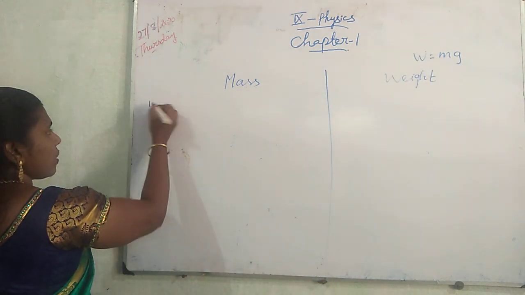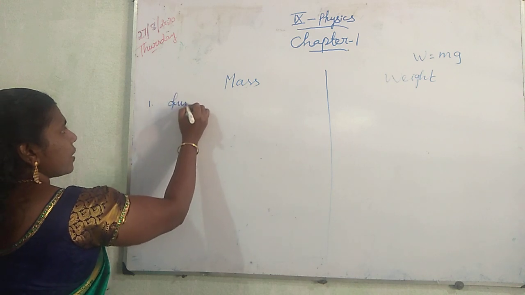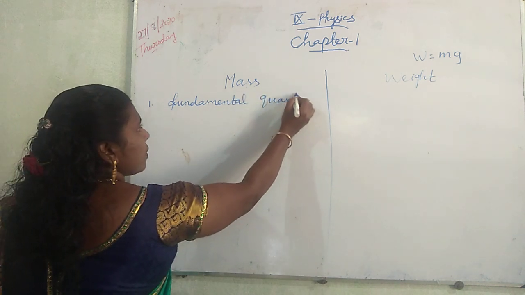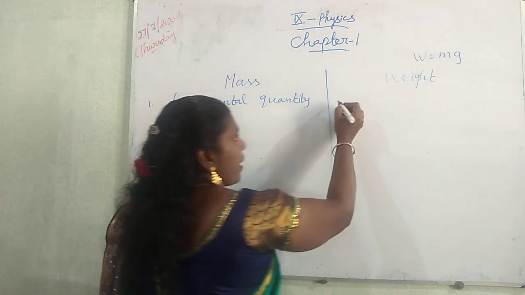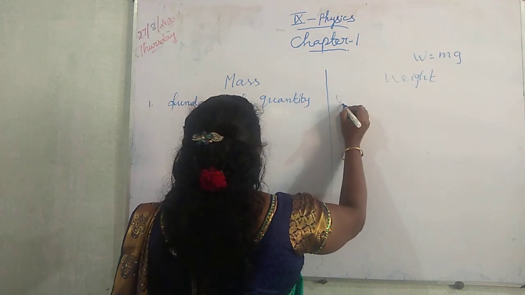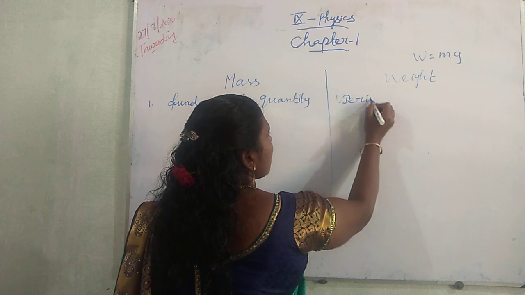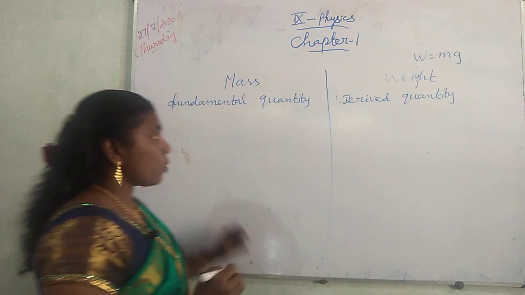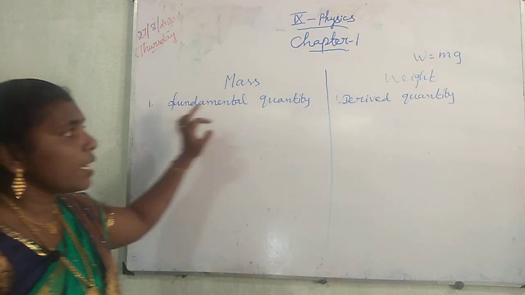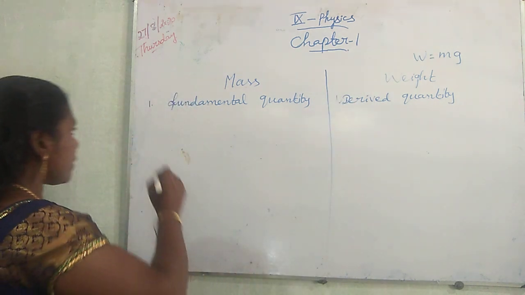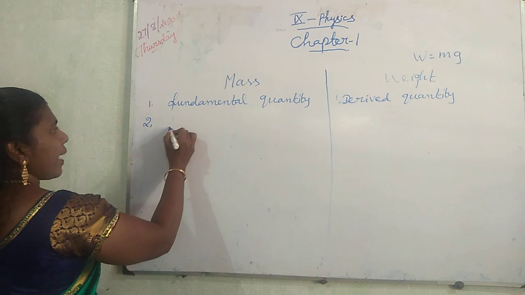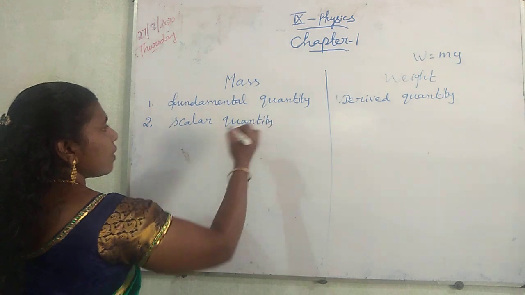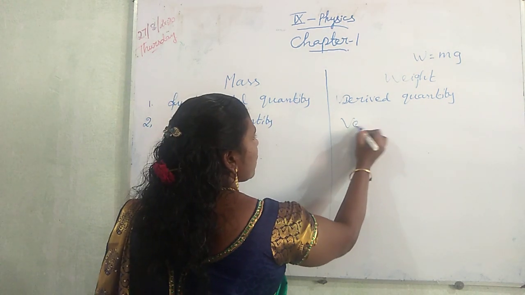See, first point: mass is a fundamental quantity, weight is a derived quantity. This is the first point. Point number 2: mass is a scalar quantity, and weight is a vector quantity.